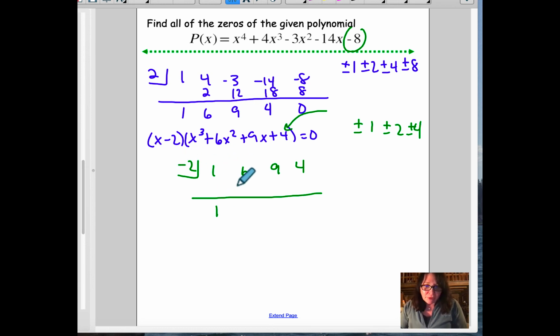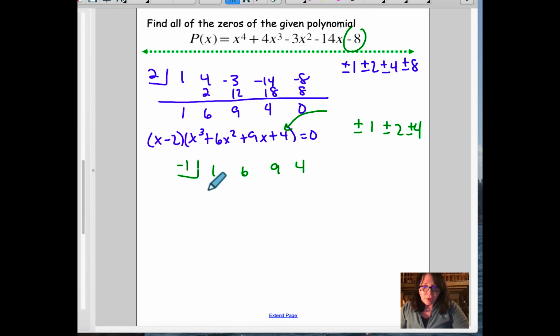Add down, multiply across. Add down, I get 4. Multiply across, I get negative 8. Add down, which is 1. Multiply across, I get negative 2. Adding down, I get 2, which is not a 0. So negative 2 didn't work. So now I'm going to try negative 1. Let's see if that works.